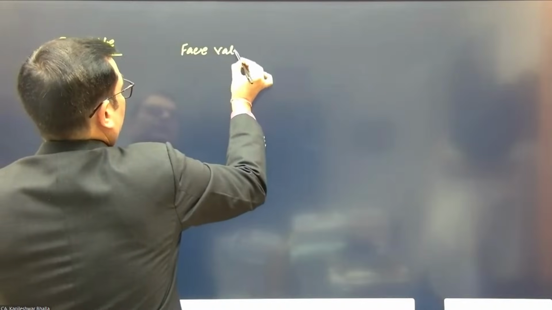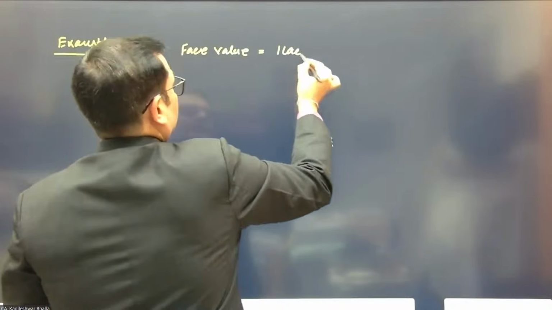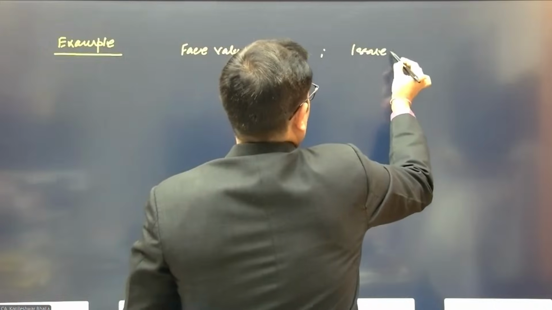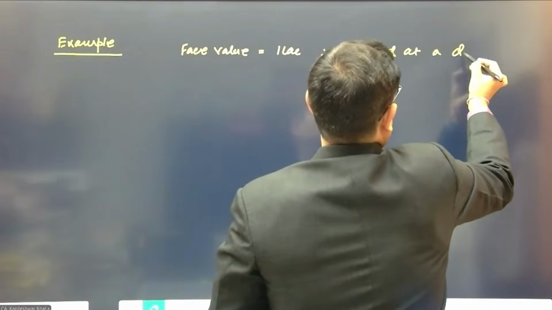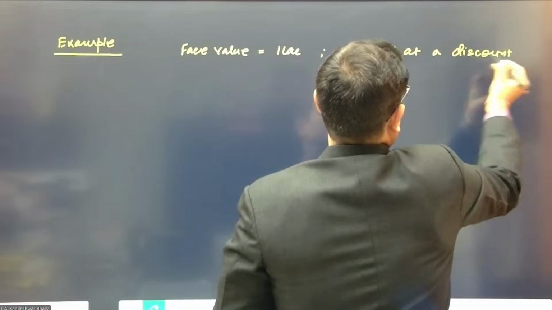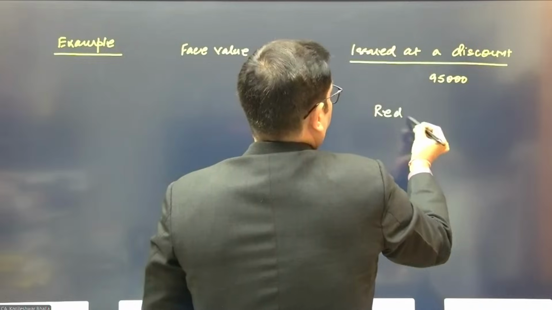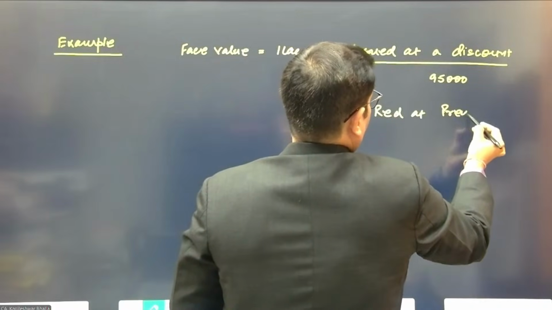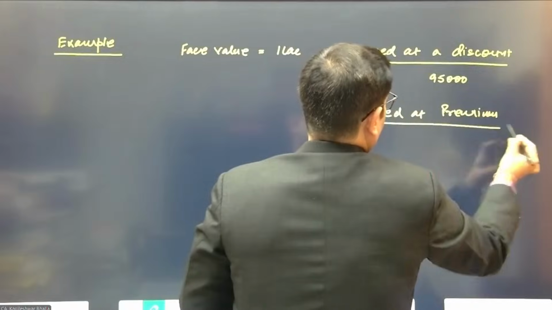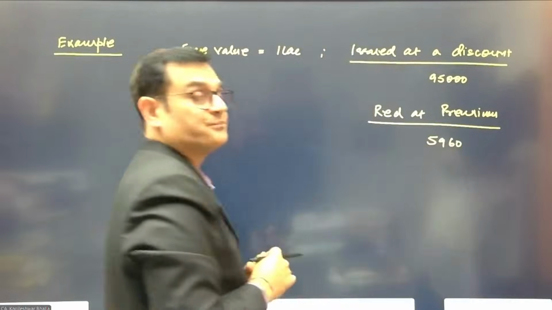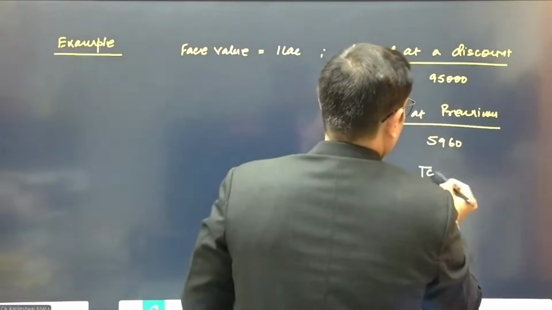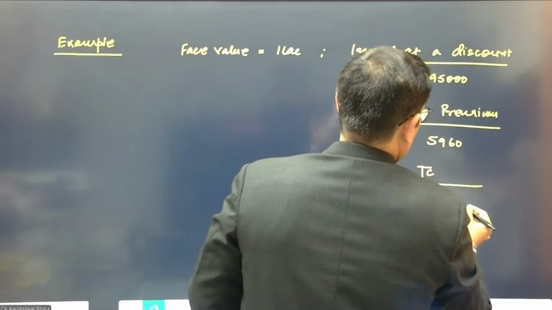To illustrate the concept of amortized cost or the concept of EIR, we said that the bond has a face value of 1 lakh, and it is issued at a discount, at 95,000. That is one. And there will be a redemption at a premium, and I'm taking the same deal. The redemption will be done at 105,960. And there is also a transaction cost, let's call it TC, to the extent of 2,000.